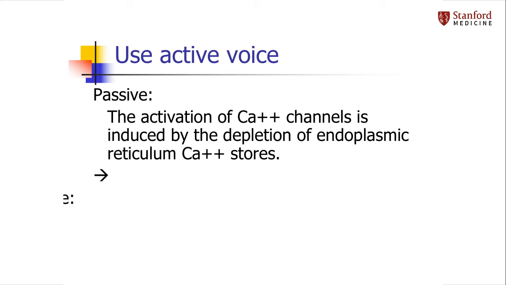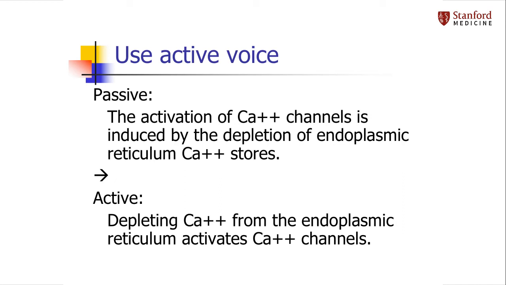But in fact, when you turn this into the active voice, you realize that you can actually get rid of a few extra words here. We don't need to say that the depletion induces the activation of, that's very wordy. We can just instead say activates. Depleting calcium from the endoplasmic reticulum activates calcium channels. That's one of the nice things about the active voice. It helps you cut extra words and forces you to be more direct.